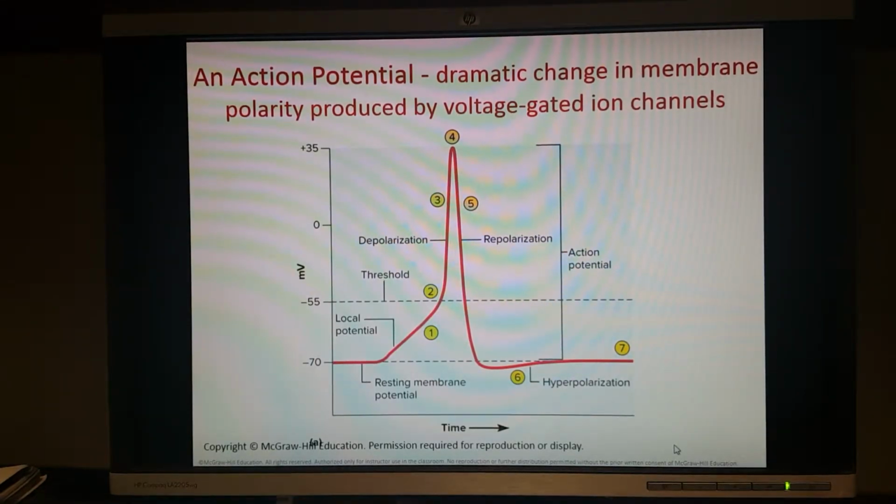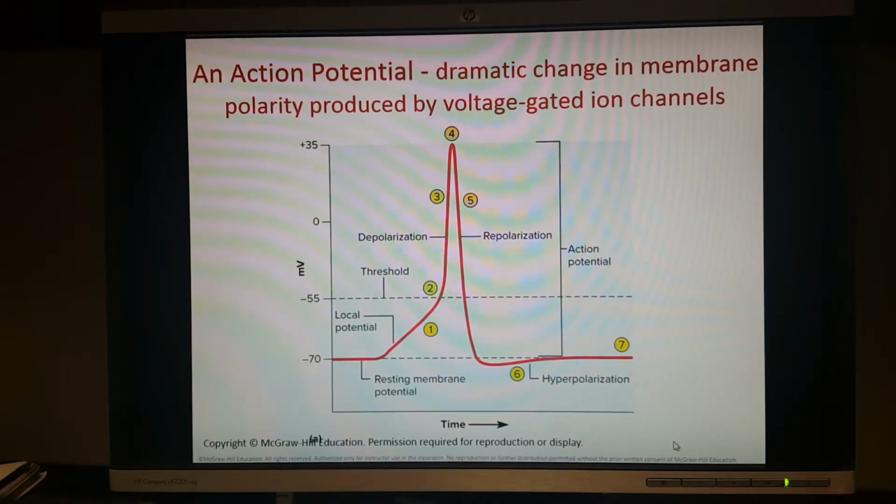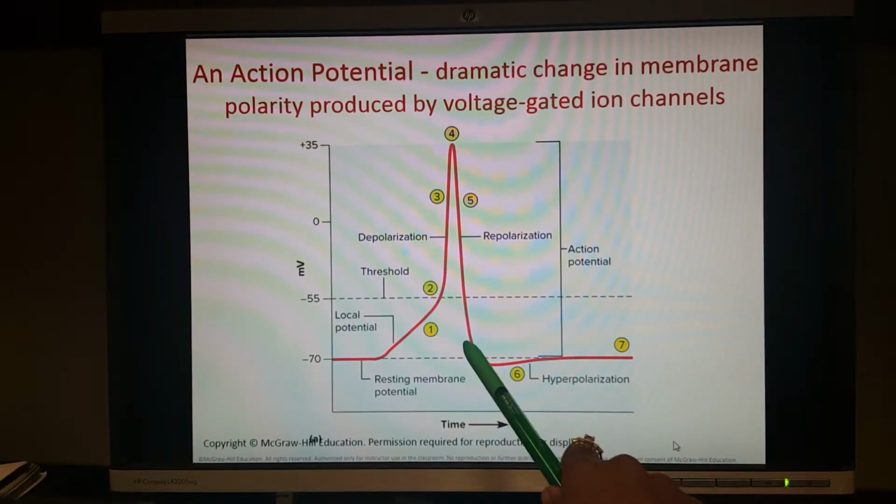Here is a chart looking at the change in charge during an action potential. Same as your muscle cells, a quick depolarization followed by a quick repolarization is what's considered your action potential. There's an extra part for your neuronal action potential, and that's a small section here called a hyperpolarization.